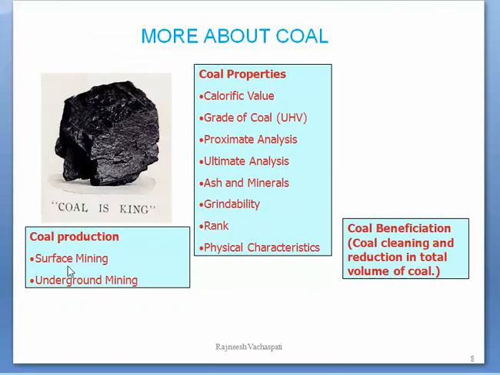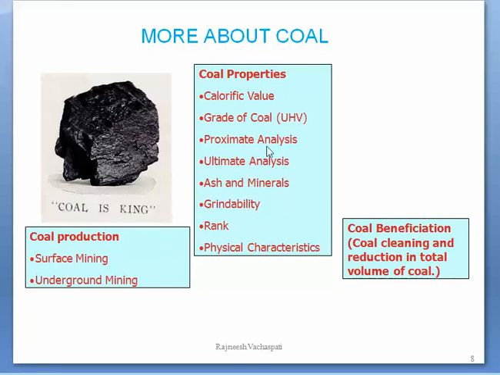Coal is produced from surface mines and underground mines. Certain properties which coal exhibits, first is calorific value. Grade of coal is based on GCV, that is gross calorific value, and sometimes it is based on UHV, that is useful heat value.